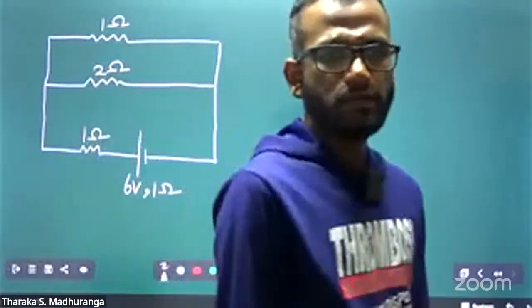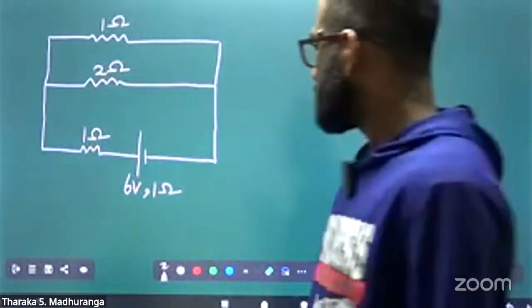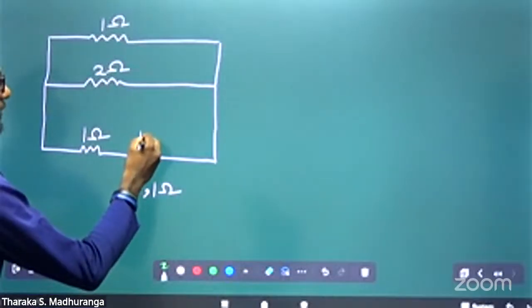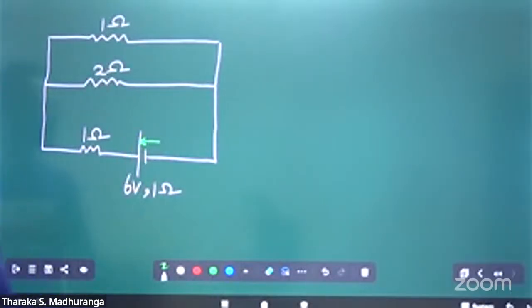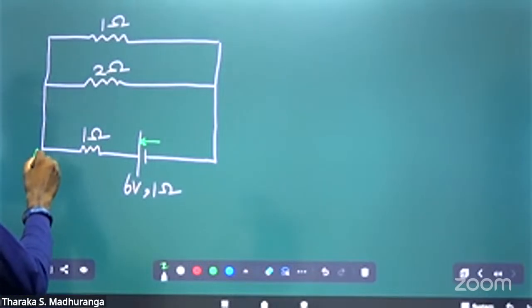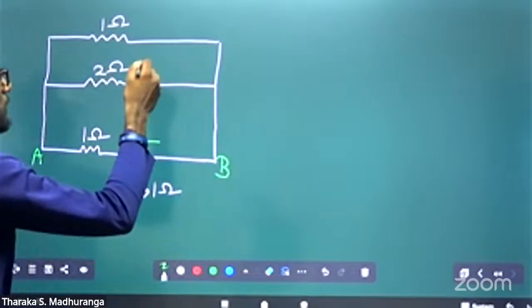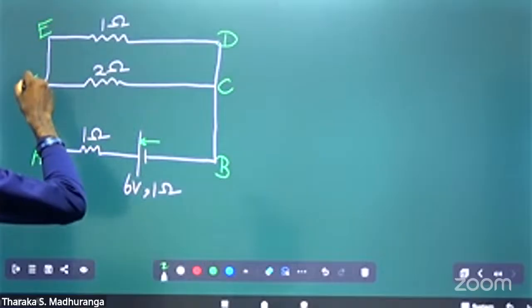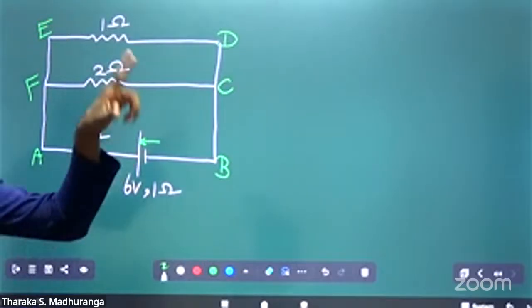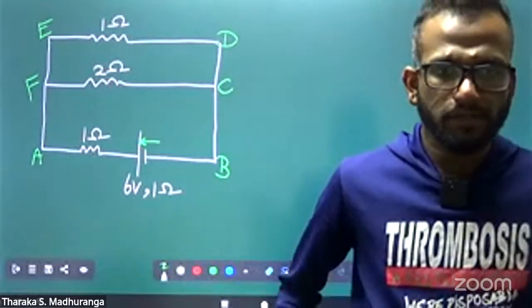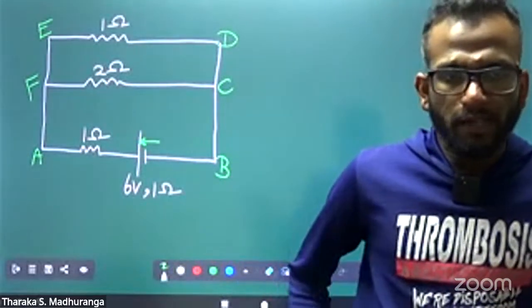Okay, this one. What's your first step? You have only one cell. Therefore, you can mark the electromotive force direction like this. After that, label A, B, C, D, E, F. This is labeling the circuit, every bend and junction.